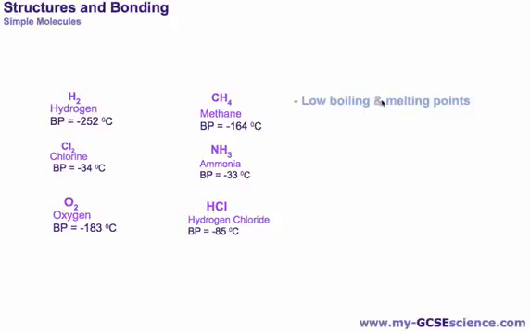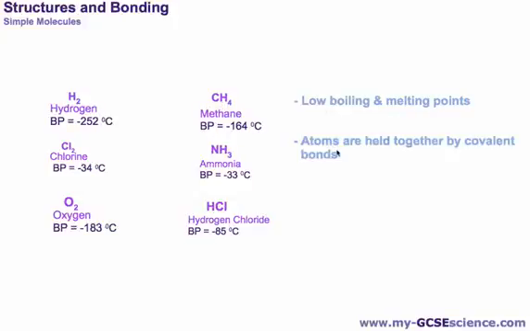The first one is they all have low boiling and melting points, and by low boiling and melting points I've put down some numbers here. So we're talking minus 252 degrees for hydrogen, all the way up to minus 33 for ammonia, and close by to that for chlorine. But you don't actually need to know and remember those numbers. What you do need to be aware of is the fact that simple molecules, substances made of simple molecules, have low melting and boiling points.